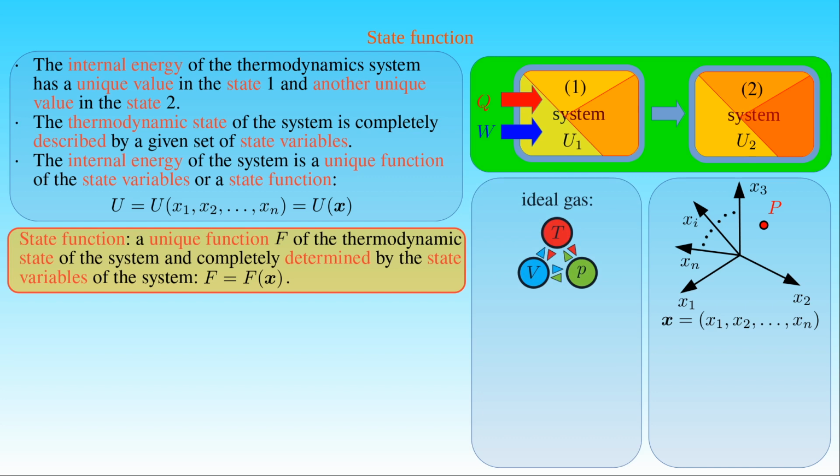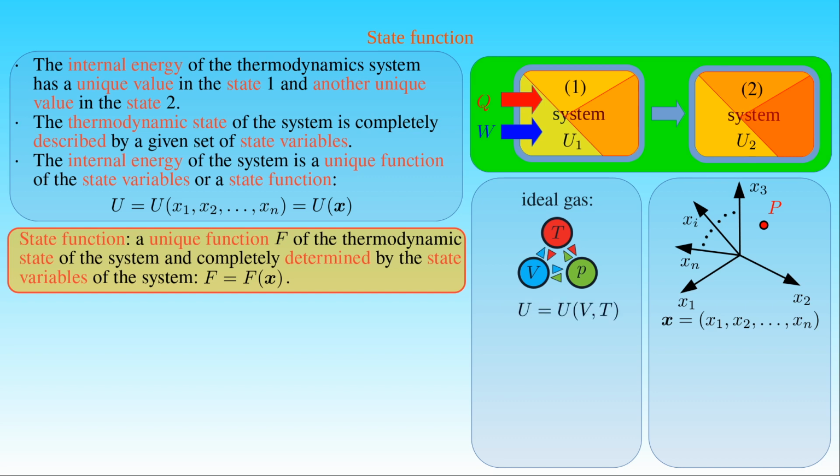Since the ideal gas law provides a functional relation between the three state variables, it is enough to specify two of them to determine the thermodynamic state of the gas. For example, by fixing the volume V and the temperature T of the ideal gas we determine its state, and its internal energy is a unique function of the volume and the temperature.